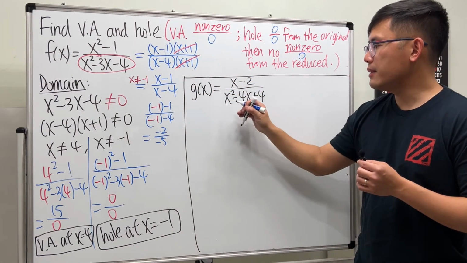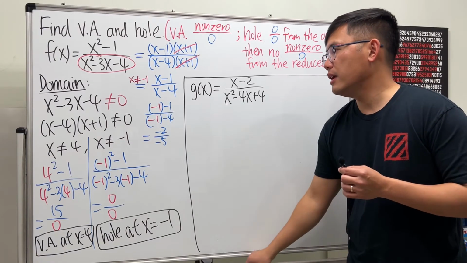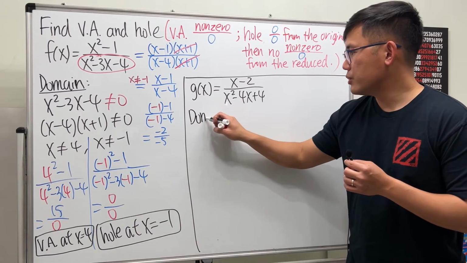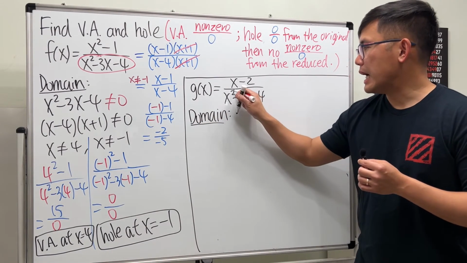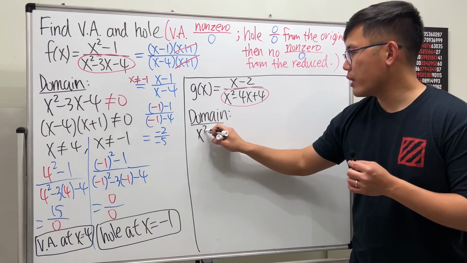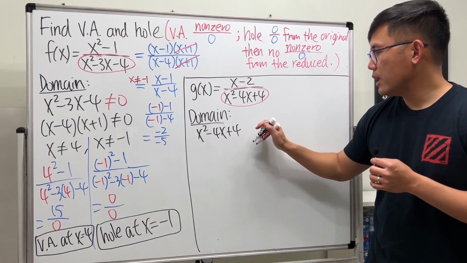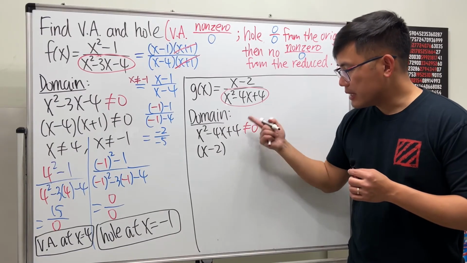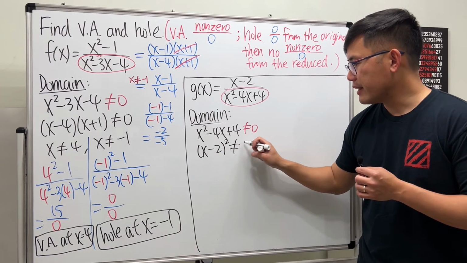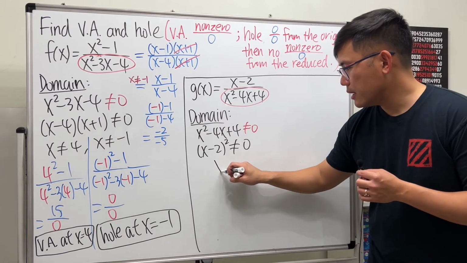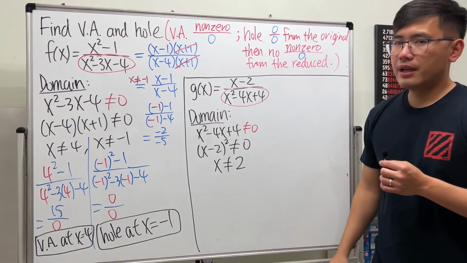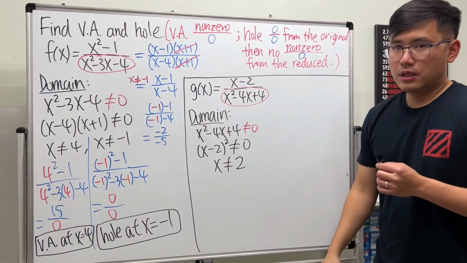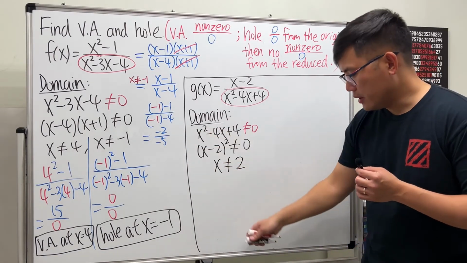To do so, again, we are just going to look for the candidates first, and that's to find the domain first. So let's pay attention to the denominator not being equal to 0. So x squared minus 4x plus 4 not equal to 0. Factor it, we get x minus 2 times x minus 2, which is x minus 2 squared, not equal to 0. This means x cannot be equal to 2. And this will tell us the candidate for the vertical asymptote or the hole. But which one is it?